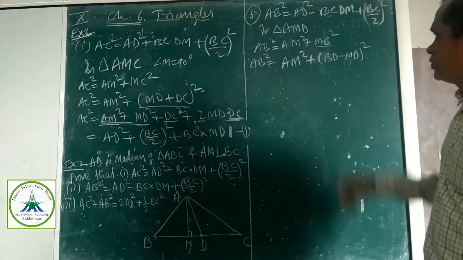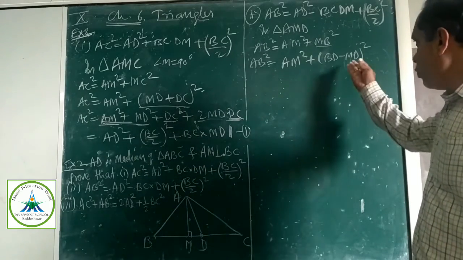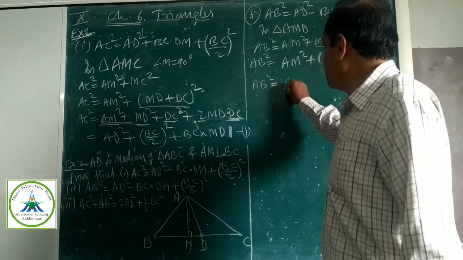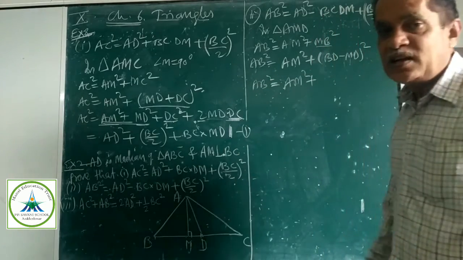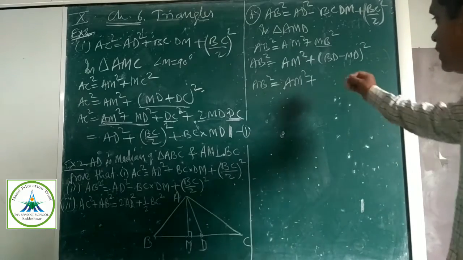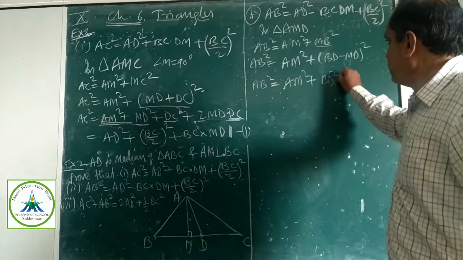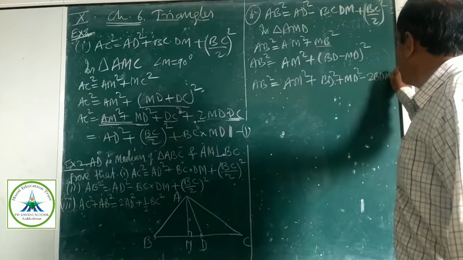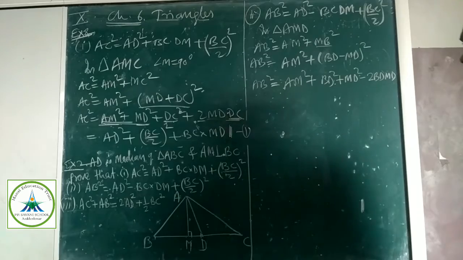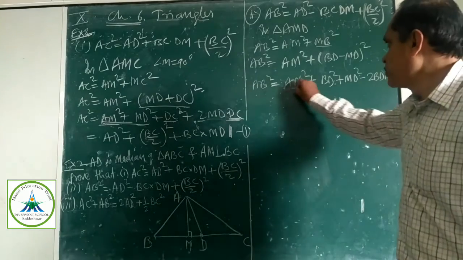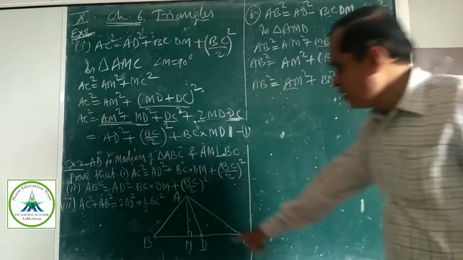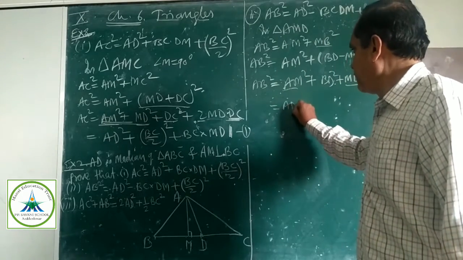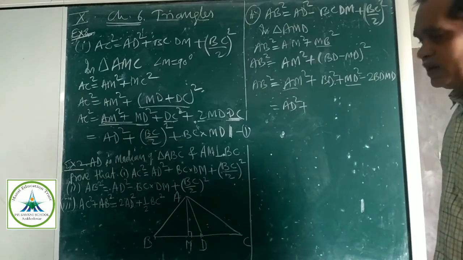Now see. Open this bracket again like this only. This is only a game of checking our concentration and remembering properties. It's not difficult. BD square plus MD square minus 2 times BD times MD. Now see, again the same: AM square plus MD square is AD square. Again we got AD square plus BD square.